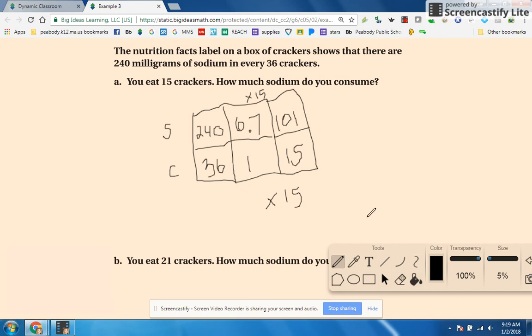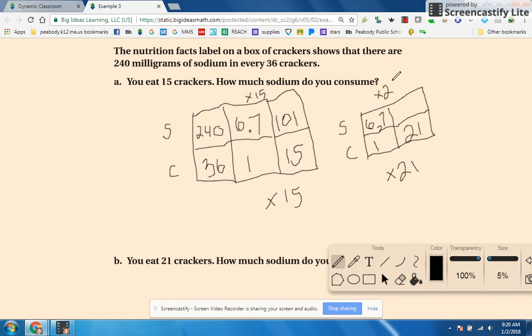So let's see the bottom one, and now it says you eat 21 crackers. So instead of using the original 240 and the 36, I'm going to use what I got from my middleman, because that's going to make my life a lot easier. So I'm going to do S for sodium, C for crackers, but now I'm going to write that 1 cracker has 6.7 grams of sodium, or milligrams of sodium. So now it's saying that we want to know how many would be in 21 crackers, so that's going to go here. And now I could do 1 times 21 is 21, so I'm going to do 6.7 times 21.